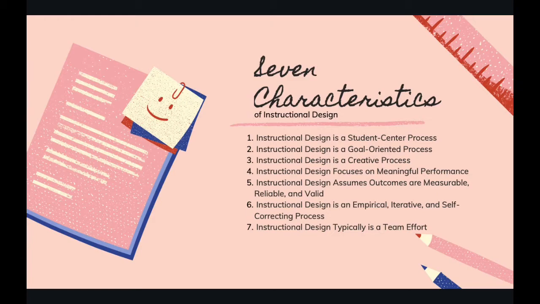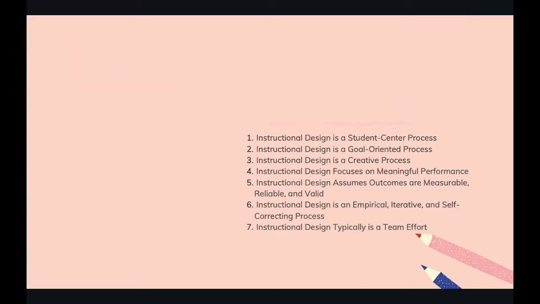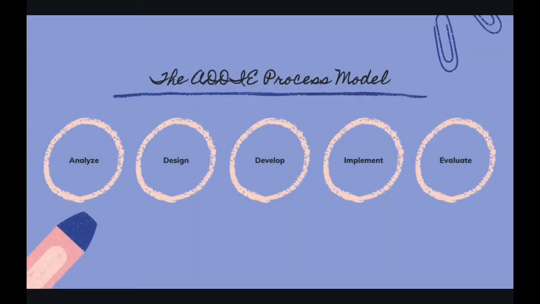Next, we will explore the 5 phases of the ADDIE process model. As I briefly explore the 5 phases, I encourage you to consider how each phase may represent one or more of the 7 characteristics discussed on this slide. The 5 phases of the ADDIE model are analysis, design, development, implementation, and evaluation.